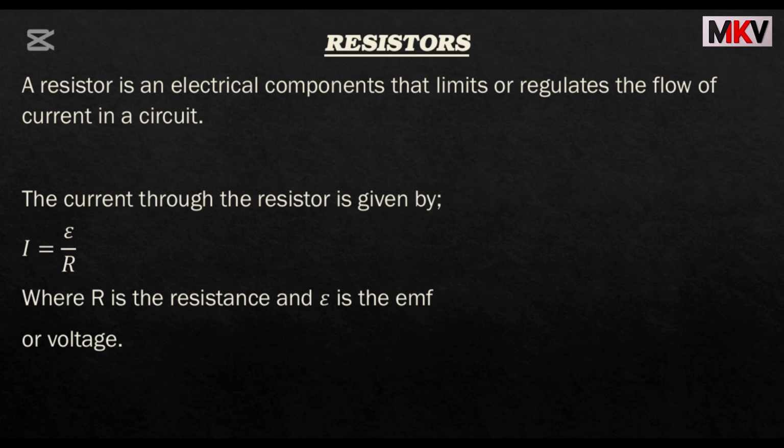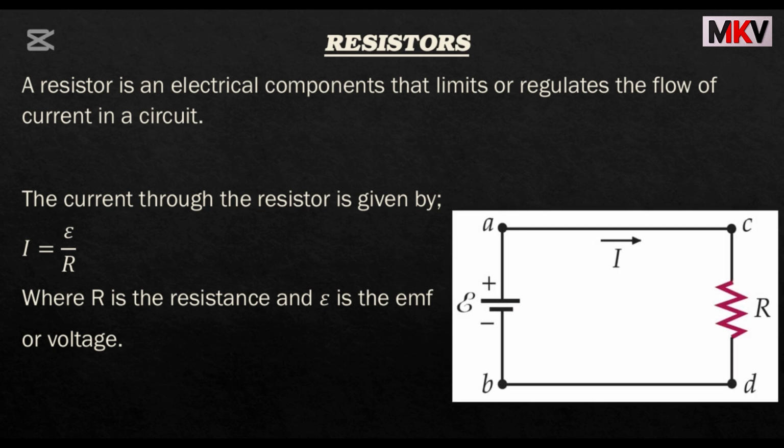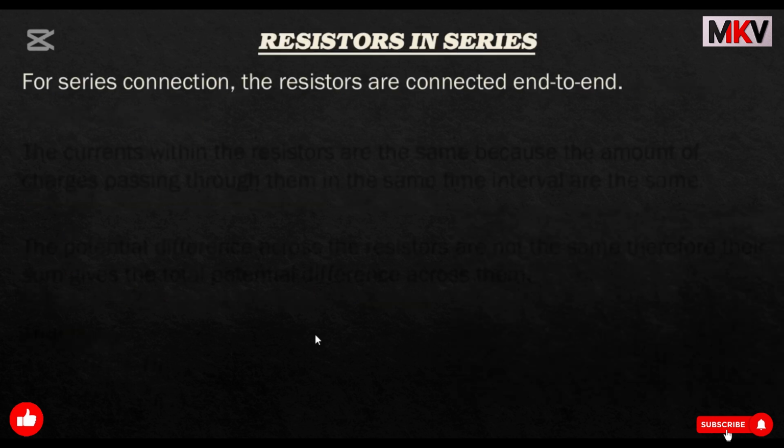So the current through the resistor is therefore given by voltage over resistance. The voltage provided in the circuit over the resistance of the resistor gives the current flowing through the resistor. If you look at the diagram here, we have a resistor, we have a voltage source, and the current passing through. So if you want to know the amount of current that the resistor can take, then we divide the electromotive force, or the EMF, by the resistance of the resistor to get the amount of current passing through the resistor.